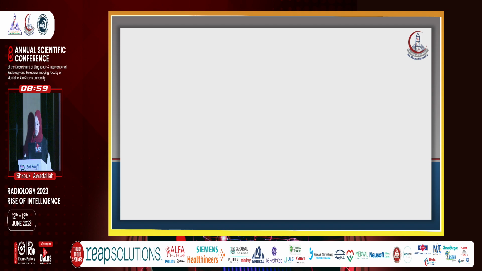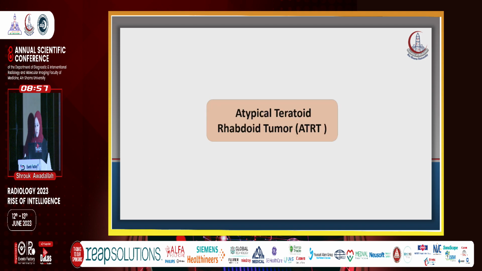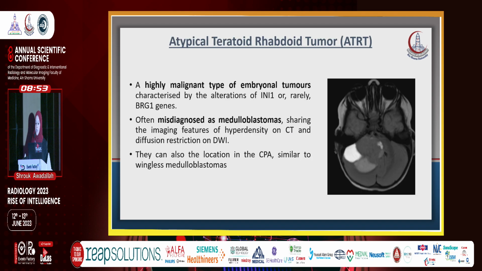The second choice was atypical teratoid rhabdoid tumor or ATRT. It's a highly malignant type of embryonal tumors characterized by alteration of INI1 or rarely BRG1 genes. It is often misdiagnosed as medulloblastoma, sharing the same imaging features, and it can also occur in the CB angle similar to wingless medulloblastoma.